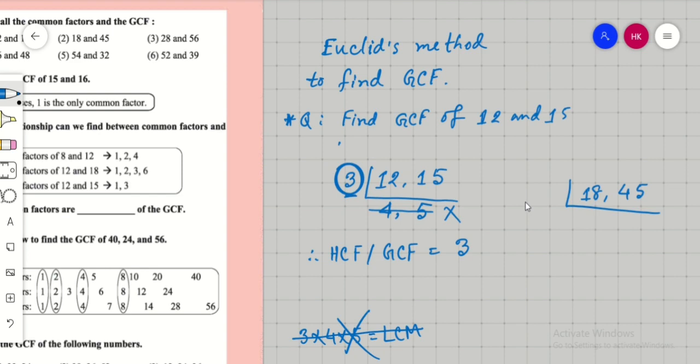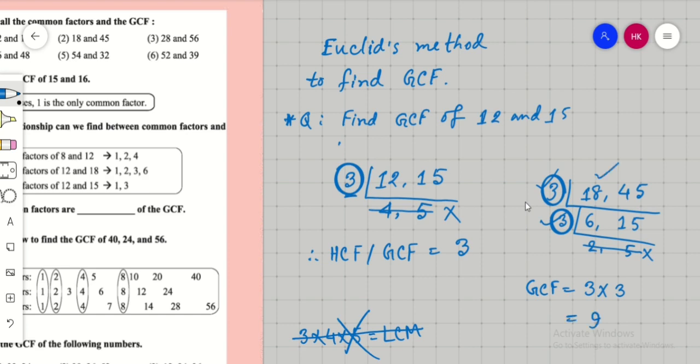If we divide these numbers by 3, we will get 3 sixes are 18 and 3 fifteens are 45. Now we can divide by 3 again: 3 twos are 6 and 3 fives are 15. Now we cannot divide anymore. Now the GCF will be this 3 times this 3, but not these two numbers. Only the leftmost numbers, the left hand side numbers. That means 3 times 3 is 9. So the GCF of 18 and 45 is 9. This is how we can find the GCF of any numbers.